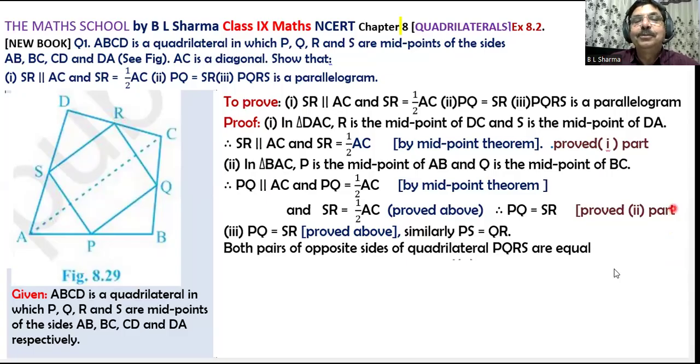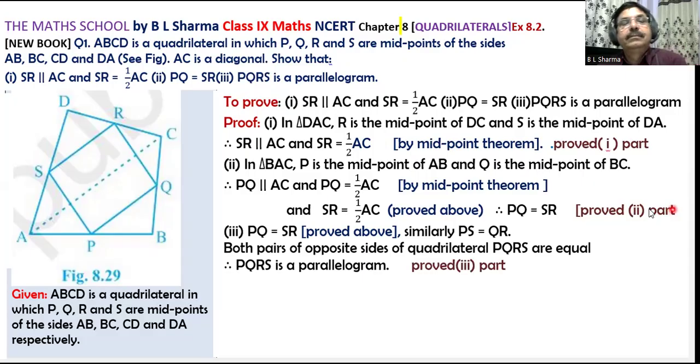So PQRS is a parallelogram. In any quadrilateral, if both pairs of opposite sides are equal, then that quadrilateral is a parallelogram. That's all. So PQRS is a parallelogram and we have proved here the third part. That's all for question number 1. Very important question.